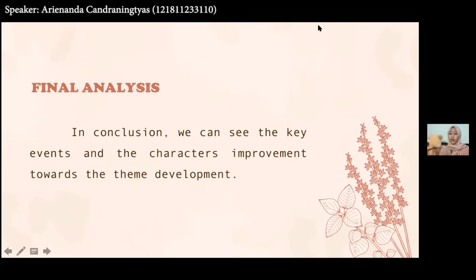And for the final analysis, in conclusion, we can see the key events and the characters' improvement toward the theme development. The character development of each character can be seen in how initially Jack and Algie lied to Gwendolen and Cecily about their identities. At first, they both admit that Ernest is their name. They lie because Gwendolen and Cecily like that name, and both women also say that they won't ever be attracted to a man if he had another name.